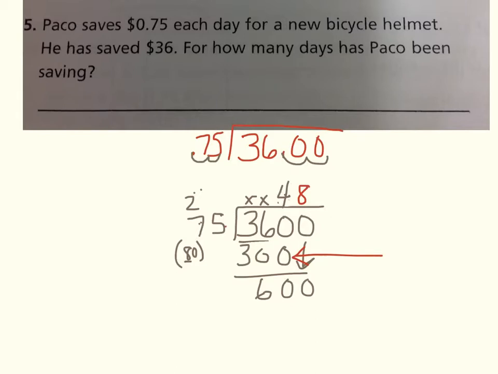8 times 5 is 40. 8 times 7 is 56, 60. And we have 48 days. Now, if you had done something incorrectly and you'd accidentally multiplied, your answer would not have made any sense.